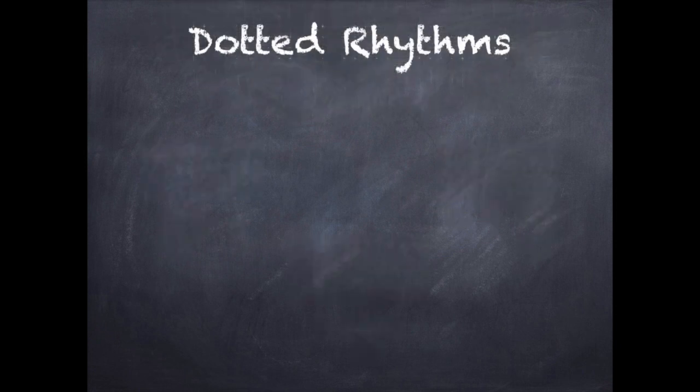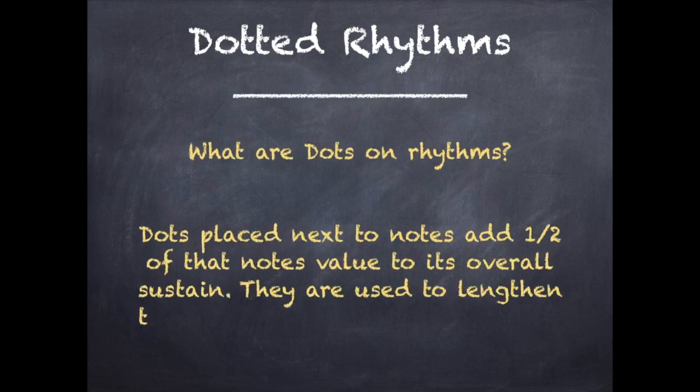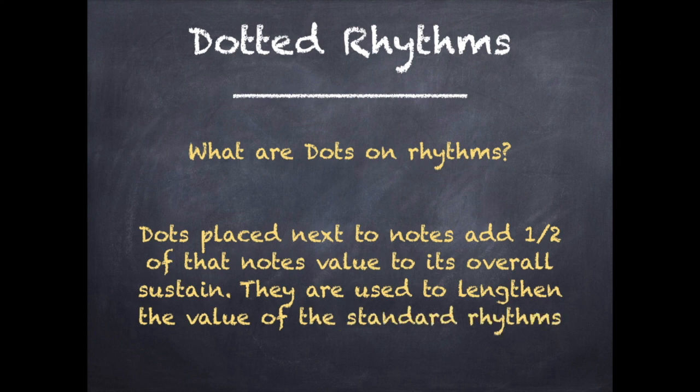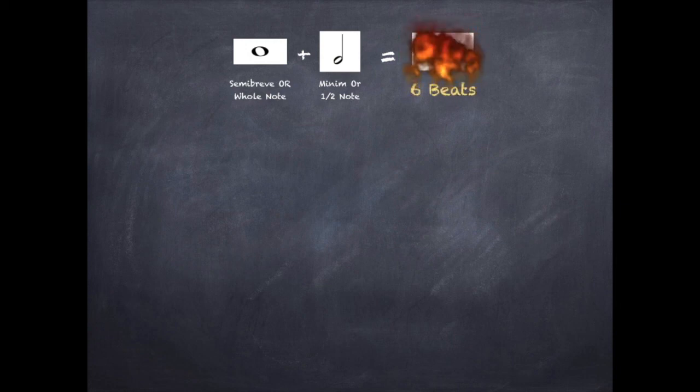Dotted rhythms. What are dots on rhythms? Dots placed next to the notes add half of that note's value to its overall sustain, and they are used to lengthen the value of standard rhythms. So, if we take a semibreve and a minim being half the length of a semibreve, we can get a note that is 6 beats in length, and we can achieve that by putting a dot next to the semibreve.